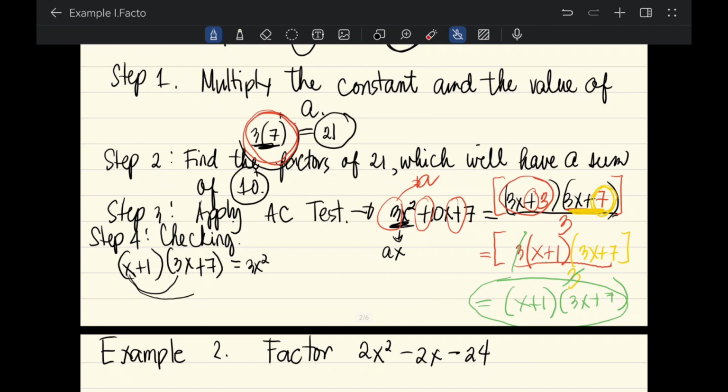Outer, x times 7, that is positive 7x. Inner, positive 1 times 3x, that's positive 3x. And last, positive 1 times 7, that is positive 7. Combine like terms. Our like terms here are positive 7x and positive 3x.